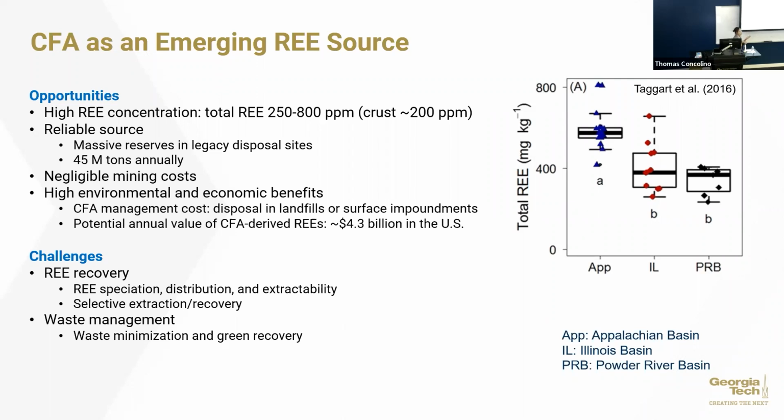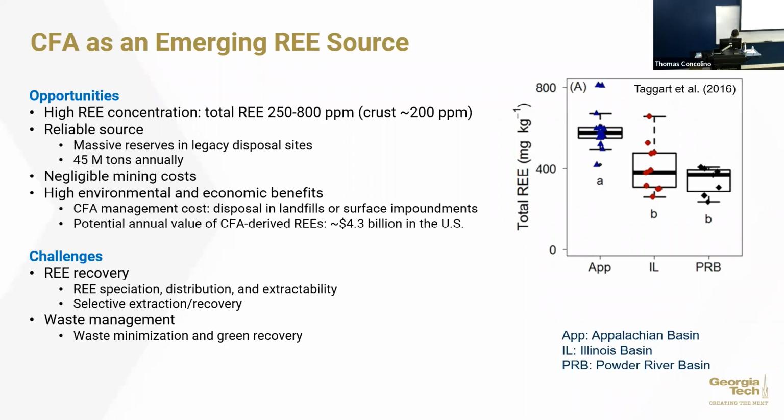On one hand, we're trying to extract a useful and critical resource, but on the other hand, we're also trying to deal with or manage a solid waste that has its own problems. So if we calculate the potential annual value of coal ash derived REE, it's about 4 billion in the US. But of course, there are a lot of challenges, as you can imagine.